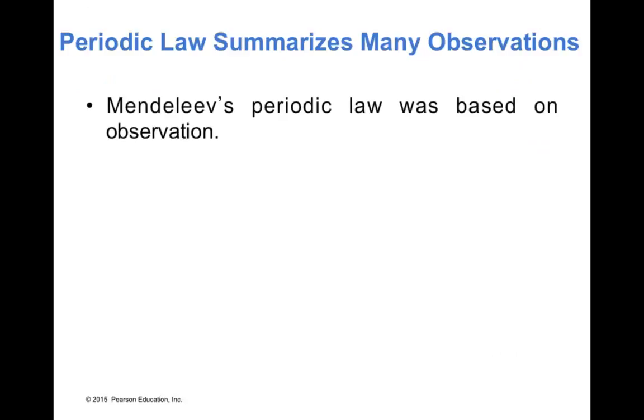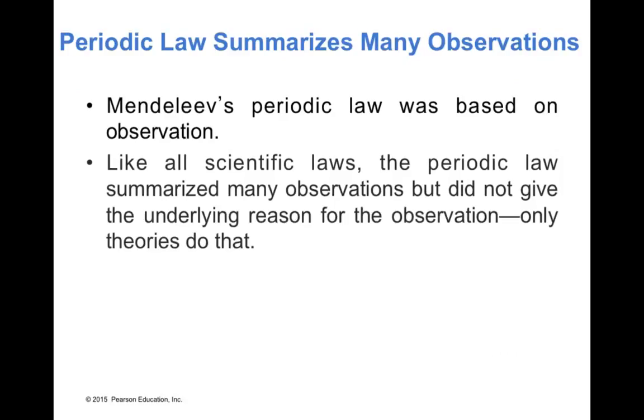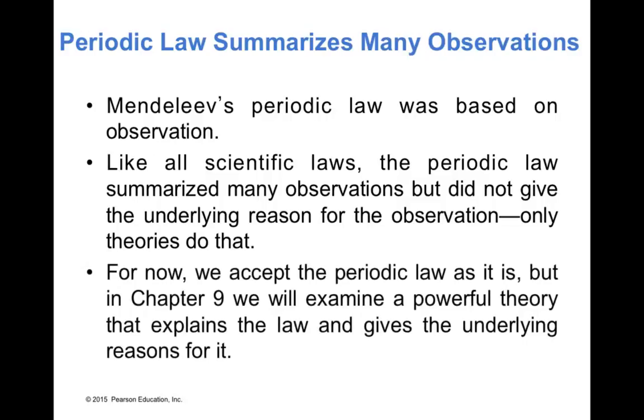Mendeleev's periodic table was based on observation. Like all scientific laws, the periodic law summarized many observations but did not give the underlying reason for the observation. Only theories do that. For now, we accept the periodic law as it is, but in Chapter 9, we will examine a powerful theory that explains the law and gives the underlying reason for it.